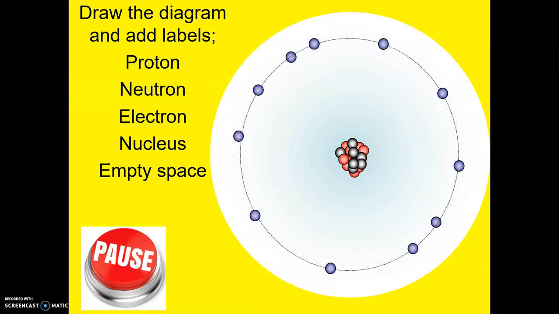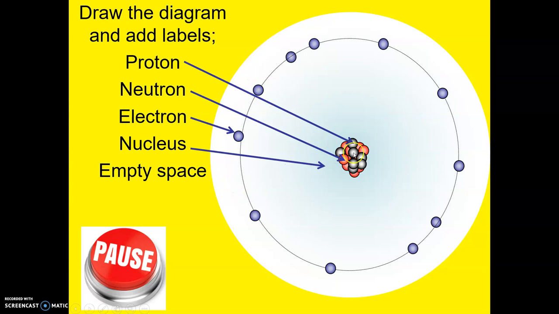Okay, just going to quickly go through this. Give yourself a mark out of 5 for this in green pen or an old pen or pencil. So the proton is found in the center of the atom, the nucleus of the atom, as well as the neutron, which is also found there. Electrons, however, are found on the outside, on the electron shells around the outside of the nucleus. The nucleus being in the middle, containing both the protons and the neutrons, and empty space is just in between the nucleus and the electrons on the outside.